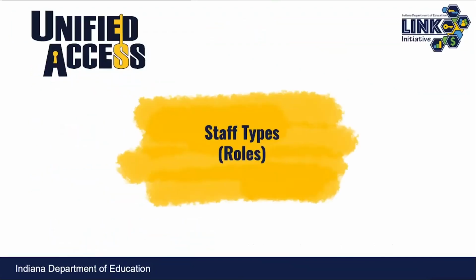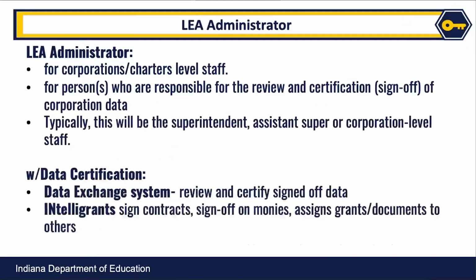This section will highlight staff types that are utilized as traditional roles. One of the first staff types the security coordinator of a public corporation or charter will set is that of LEA administrator. This staff type should be assigned to those staff who are or will be responsible for overseeing the data for their corporation. It is recommended the LEA administrator role be assigned to superintendents or director-level persons within a public corporation. Use the corporation's state organization ID for this staff type.